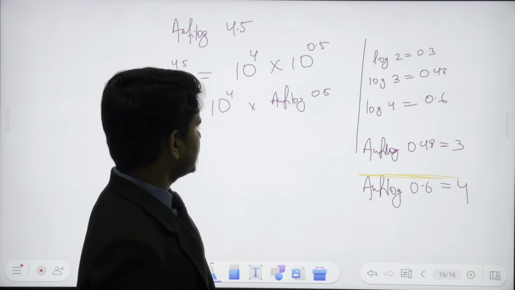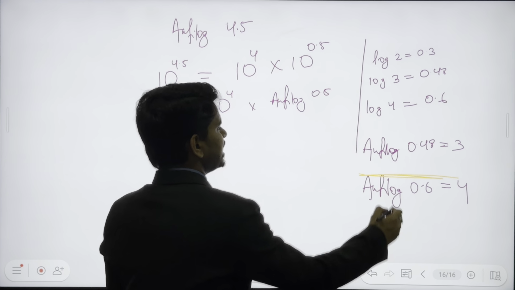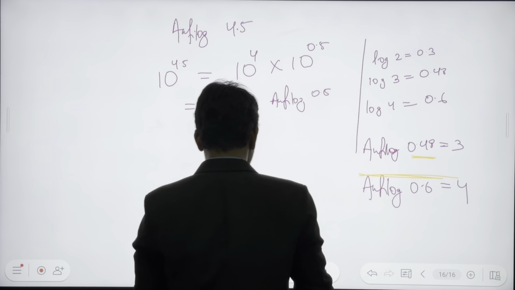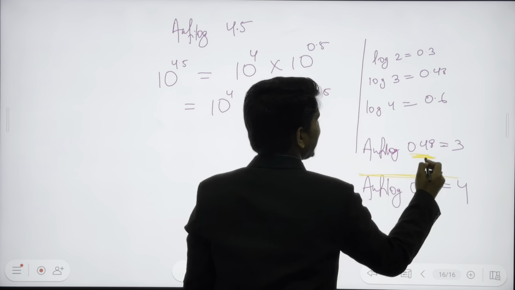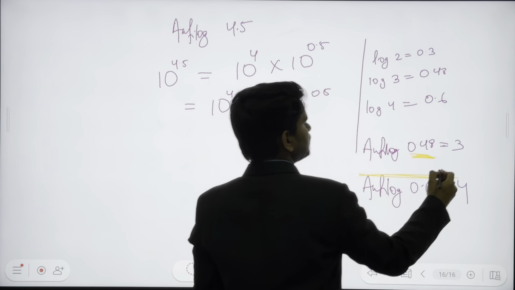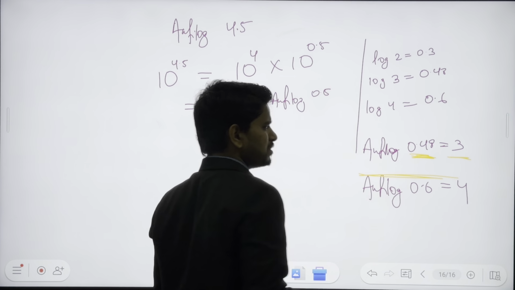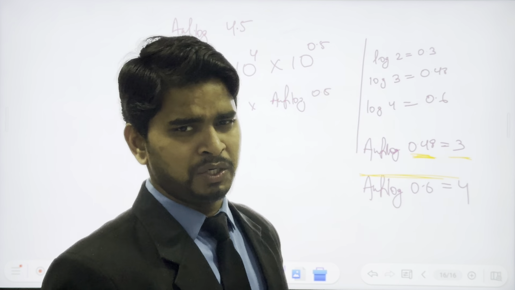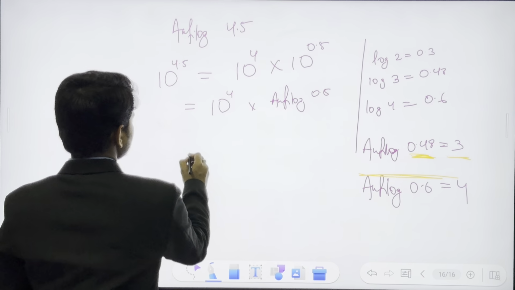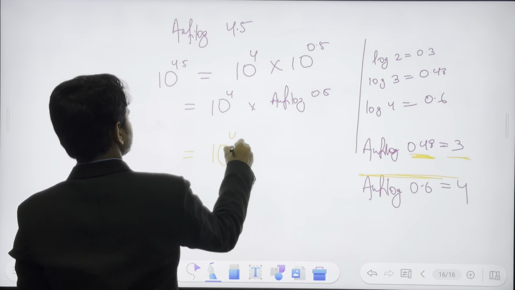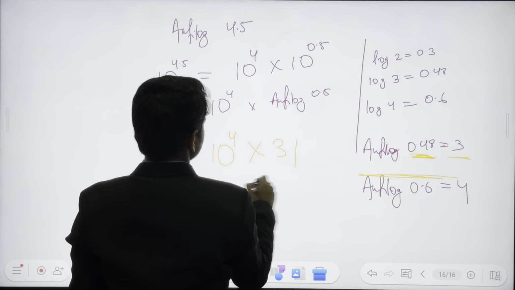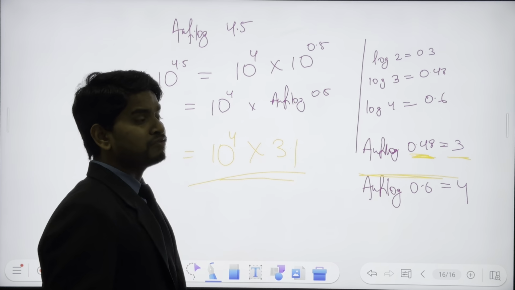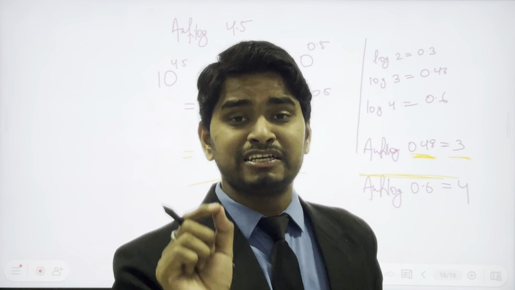And obviously 0.5 is nearby 0.48, and that's why the value you will have will also be nearby 3, and that's why we can say that the value is coming to be around 3.1 or maximum 3.2. So 3.1 we believe is the right answer. So you can say 10 to the power 4 into 3.1. So that's how we find the anti-log of positive values, guys.